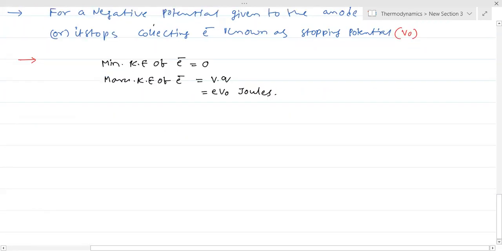Next we will analyze the graphs. This is very, very important. The students often get confused here. So we are taking the laws of photoelectric effect.